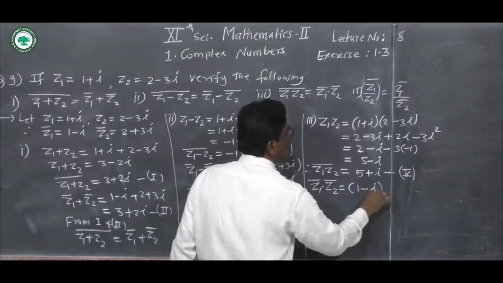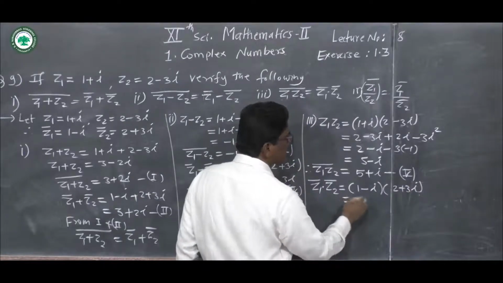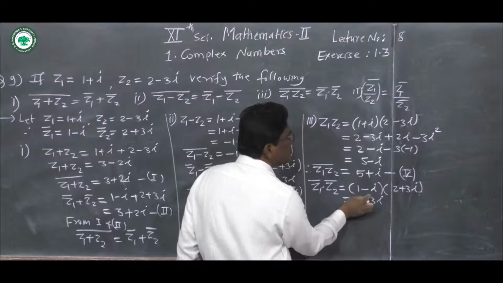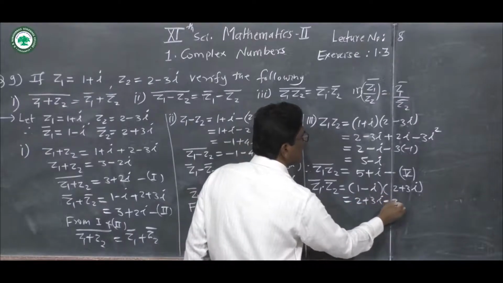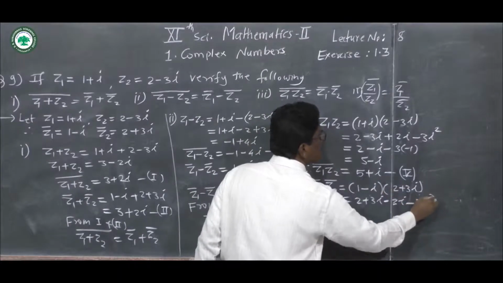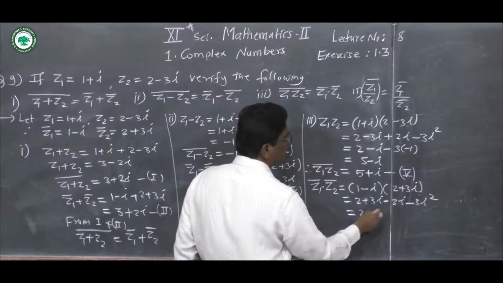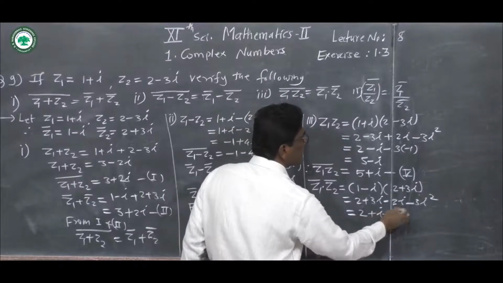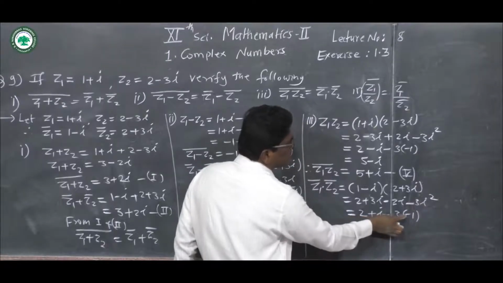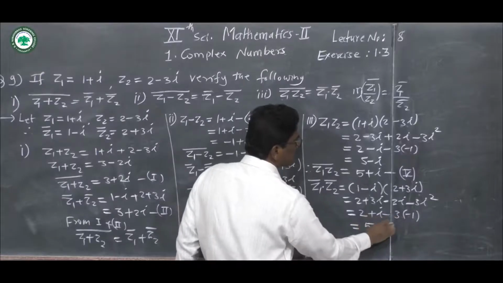Z1 bar is 1 minus i, and Z2 bar is 2 plus 3i. Take the product: 1 into 2 is 2, 1 into 3i is 3i. Now multiply minus i into 2, that is minus 2i, and minus i into 3i, that is minus 3i square. Now 3i minus 2i is plus i. Minus 3i square is plus 3, since i square is minus 1. Now 2 plus 3 is 5, and plus i.